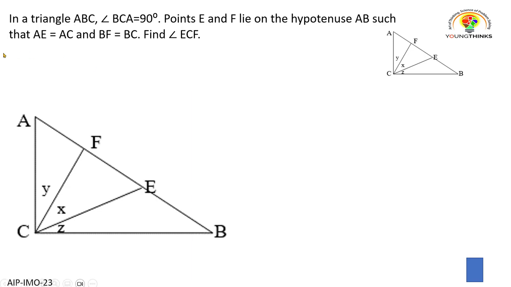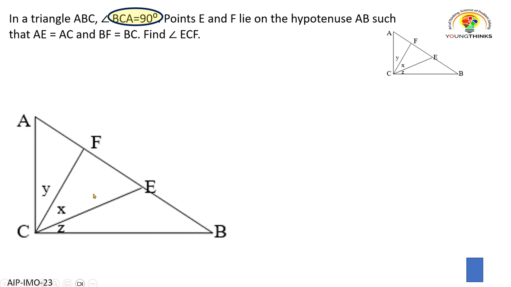So here in this triangle, BCA is 90 degrees. This angle is 90 degrees here. And points E and F lie on the hypotenuse AB such that AE is equal to AC, and BF is equal to BC. AE and AC are equal. BF and BC are equal. You need to find the angle ECF. So you basically have to find the value of x in this diagram.